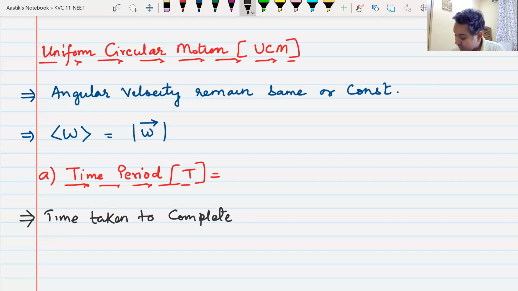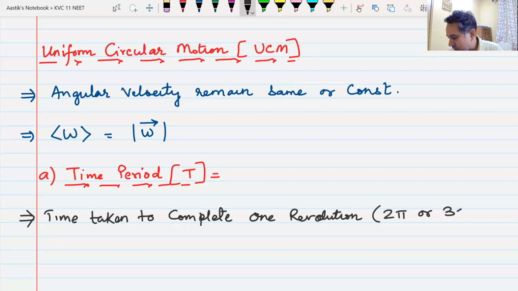Time taken to complete what? One revolution. When I say one revolution, I mean an angle of 2 pi. In degrees it is 360 degrees, but we never write it in degrees. We always use radians, so it is always 2 pi. Time taken to complete one revolution. In a UCM, the time period is always constant.